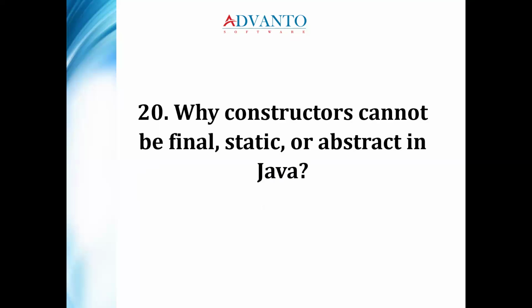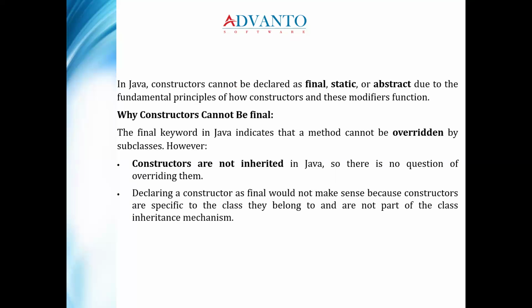The last question, why constructors cannot be final, static, or abstract in Java? In Java, constructors cannot be declared as final, static, or abstract due to the fundamental principle of how constructors and these modifiers function. Why constructors cannot be final? The final keyword in Java indicates that the method cannot be overridden by subclasses. However, constructors are not inherited in Java, so there is no question of overriding them. Declaring a constructor as final would not make sense because constructors are specific to the class they belong to and are not part of the class inheritance mechanism.